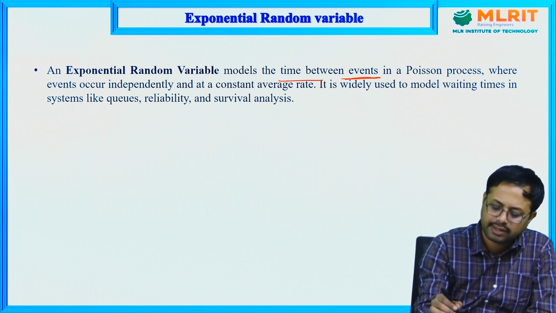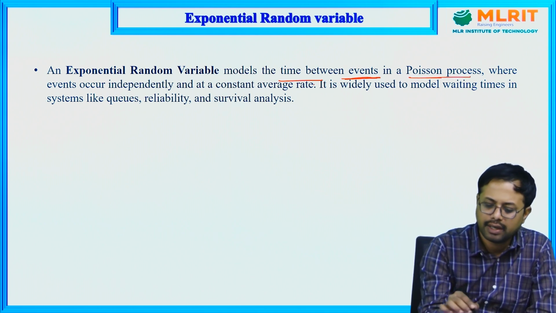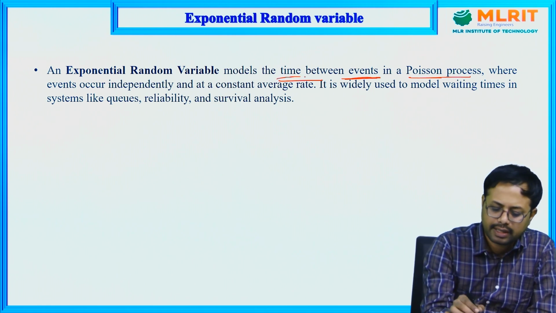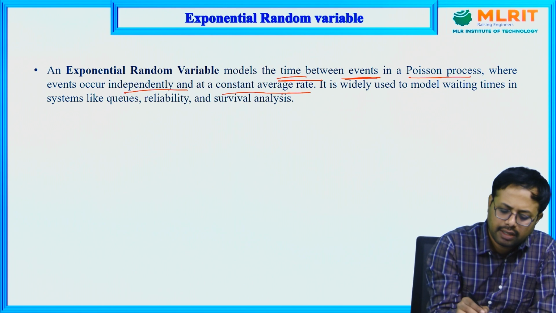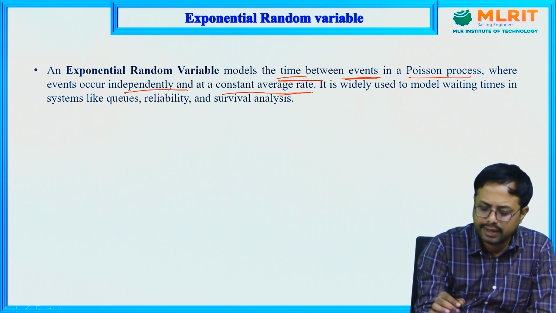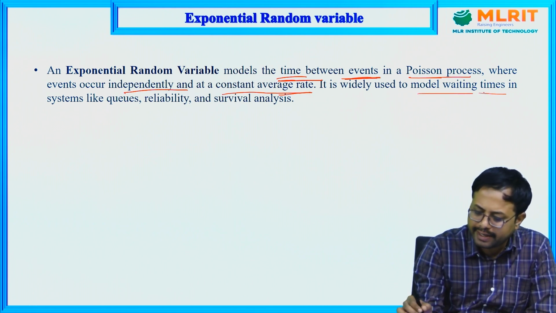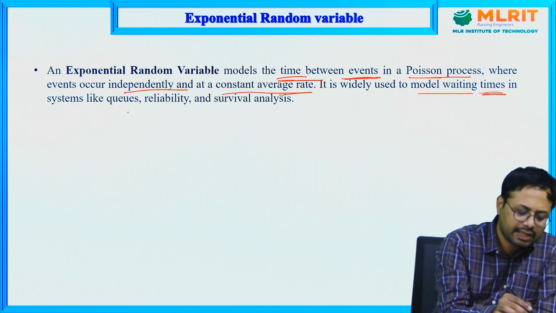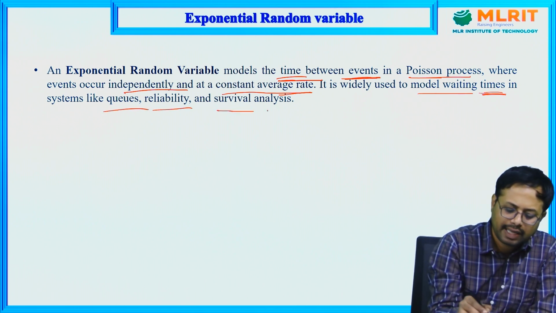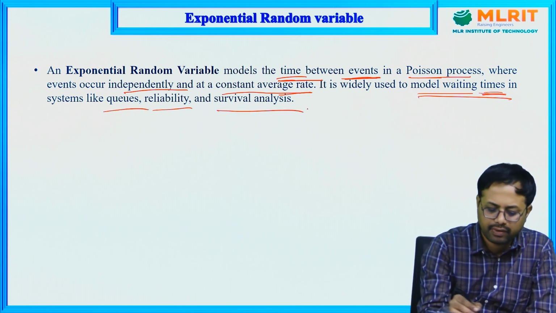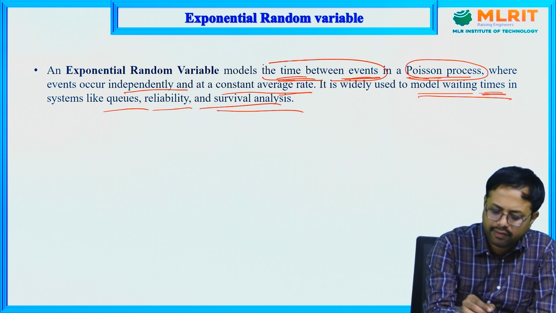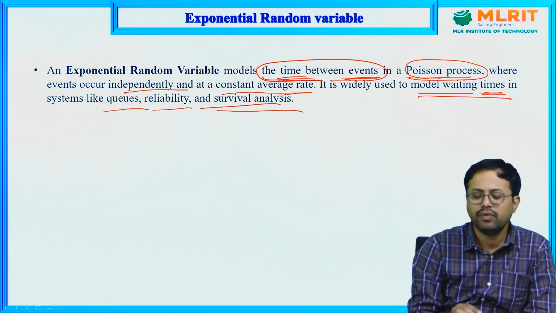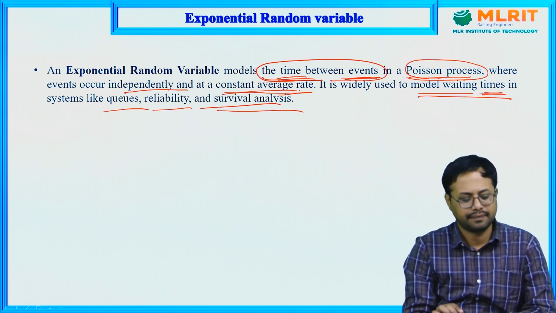There we were considering the count of events. Here it models the time between the events, where events occur independently and at a constant average rate, same as Poisson. It is widely used to model waiting times in systems like queues, reliability, and survival analysis. These are the applications where we are using this. It is the same concept as Poisson, but with a slight change: it models the time between events at a constant average rate.